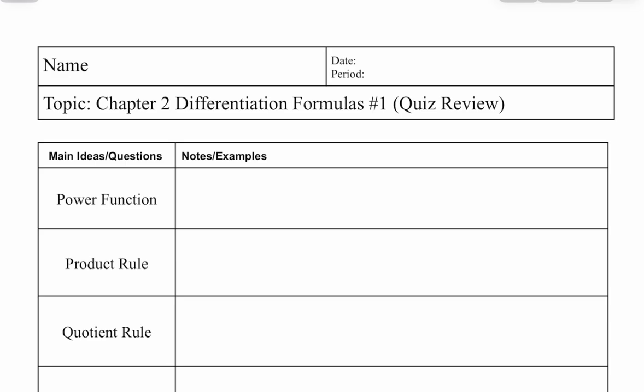We will be having a quiz over the differentiation formulas tomorrow. The quiz follows what we see here. It is what it is, okay?